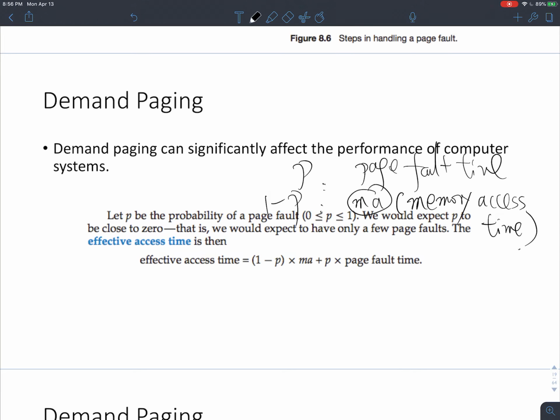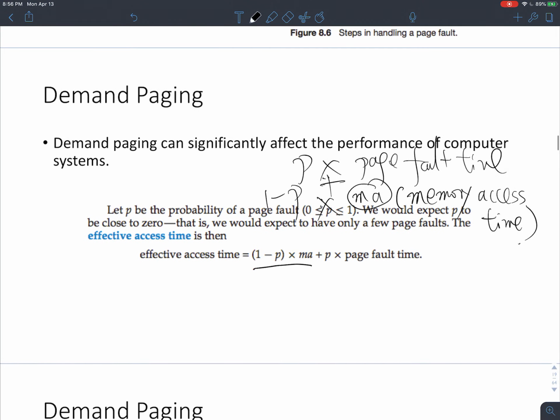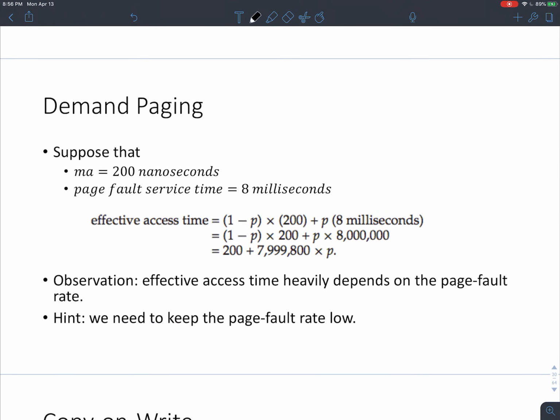So on average, if we calculate the expected amount of time for us to refer to a page, if the page fault probability is p, then this is the equation. It is (1 minus p) times the memory access time, plus p times the page fault time. So yes, here we can do some numbers.